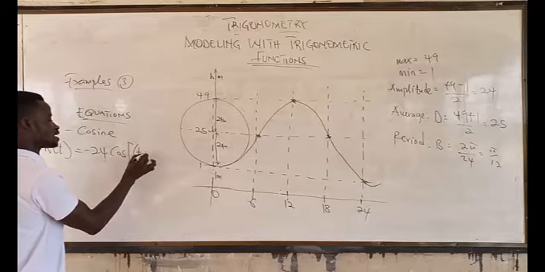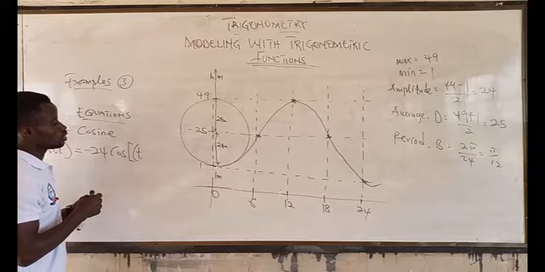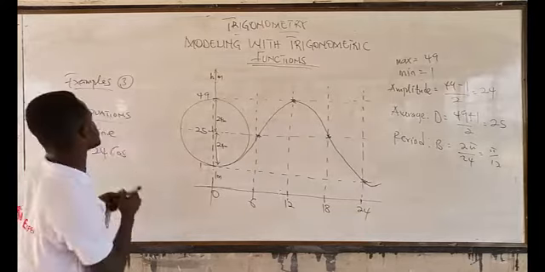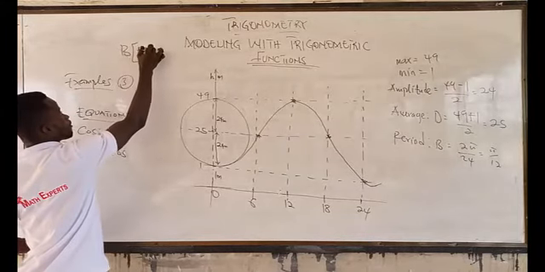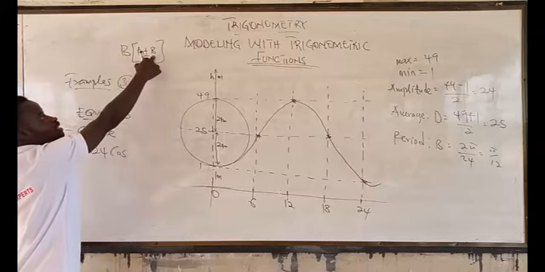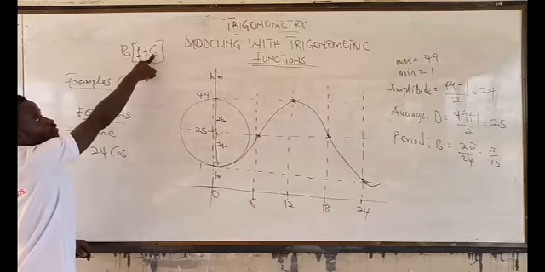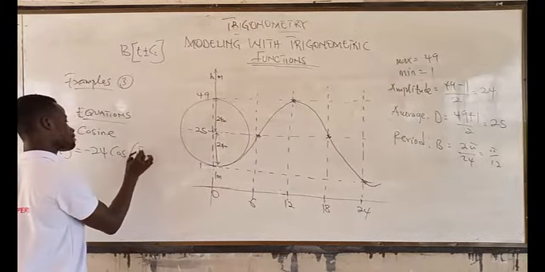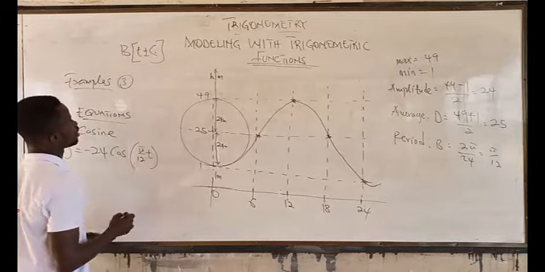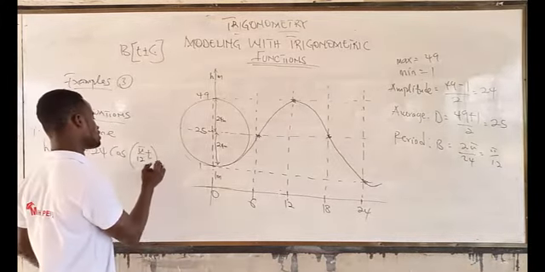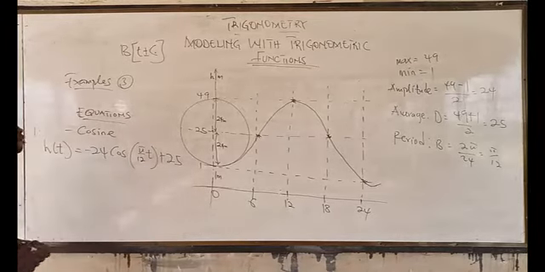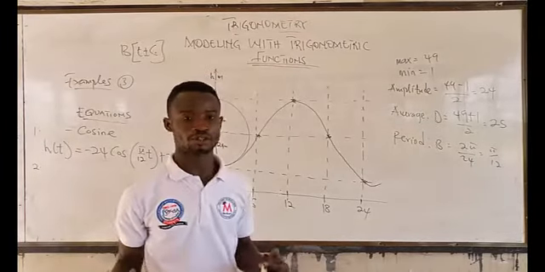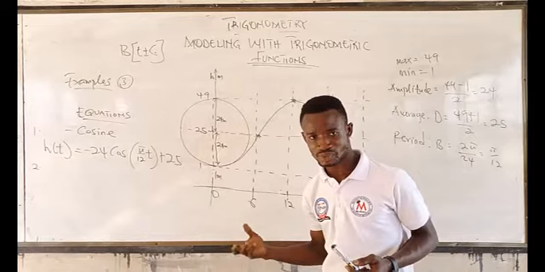This is at origin, so c is equal to 0. This is 0, so it will be B t. So what is B? Pi over 12 t. And the vertical shift, the average, is plus 25. Quickly, I don't want to talk much on this. Quickly, let's move on. So that is that for that.